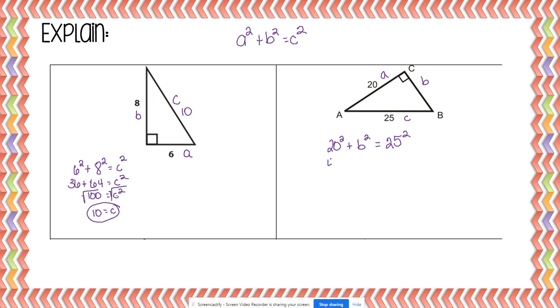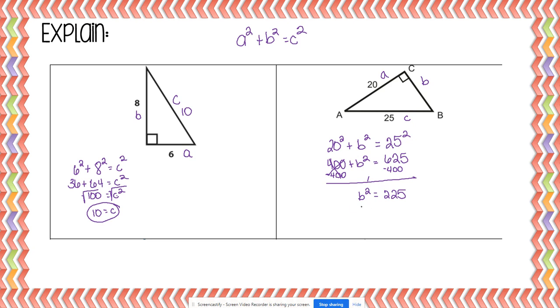Well, 20 squared equals 400. 25 squared equals 625. Now the goal of an equation is to get our variable on one side by itself. Well, right now, obviously our variable has this exponent of 2, but it also has 400 with it. So the first thing that I want to do is get rid of my 400 by doing the inverse, which is subtracting 400 from both sides. My 400s would cancel to leave me with b squared equals, and then 625 minus 400 is 225.